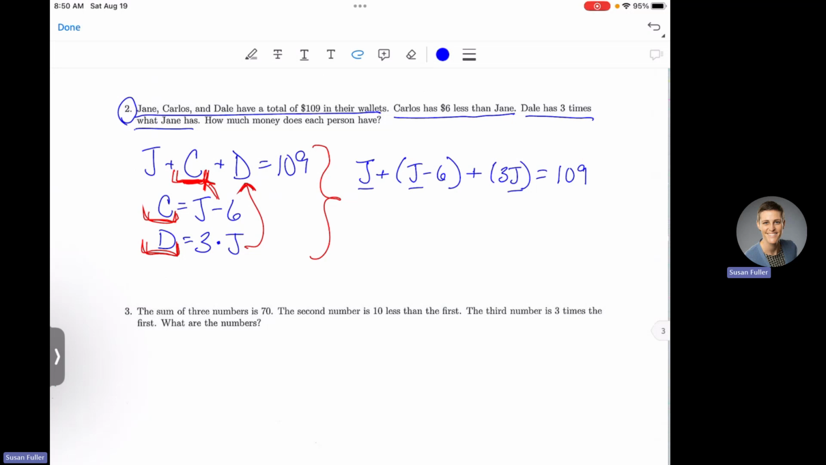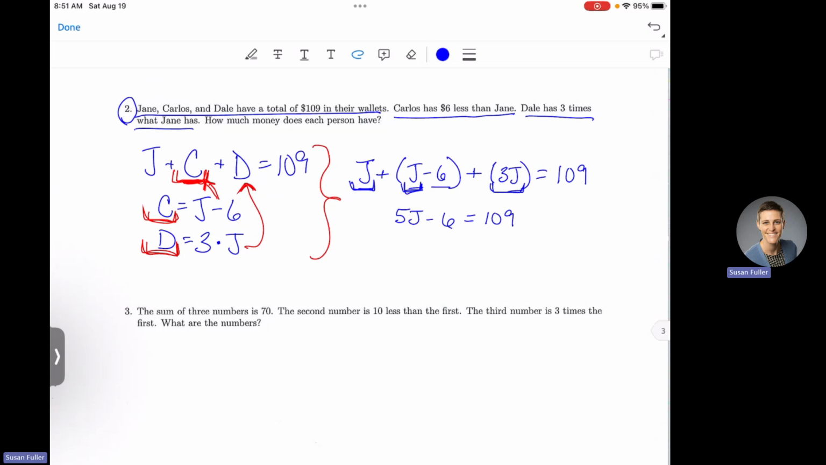So at this point, this is a linear equation in one variable. We've been doing these, and I know how to solve this. We're going to combine like terms. We're going to simplify what we're given. So we've got 1j plus another j plus 3 more j's is a total of 5 j's. And then I have this minus 6. I don't have anything to combine with that, so it's going to stay here. And I have the 109 on the other side.